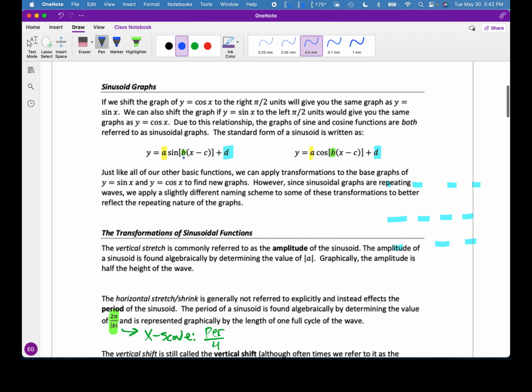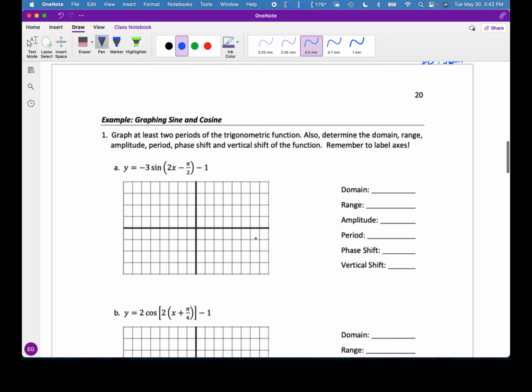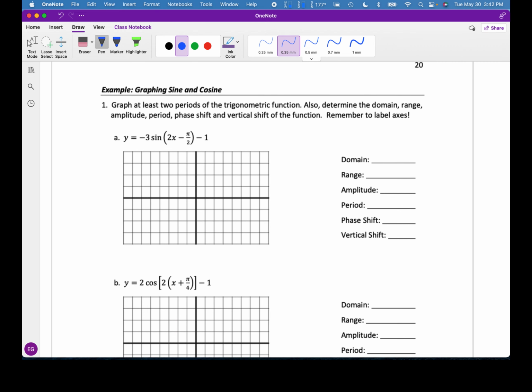Now, one thing that's important is the b value must be factored out. So if it's not, then we need to do that ourselves, which luckily for you, I started us off with an example like that. So right here, this b value is not factored out. So we need to factor the 2 out, which is going to give us a pi over 4 in there. So our amplitude is going to be 3. That's the number in front.